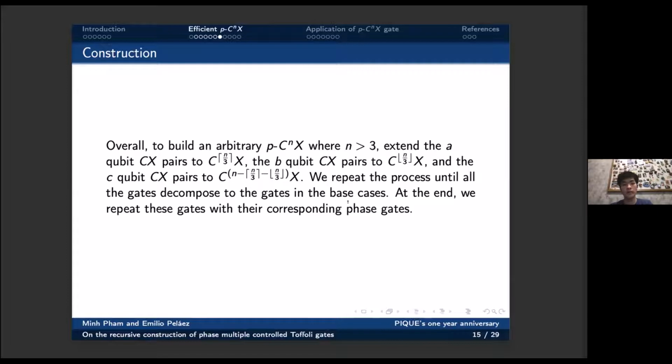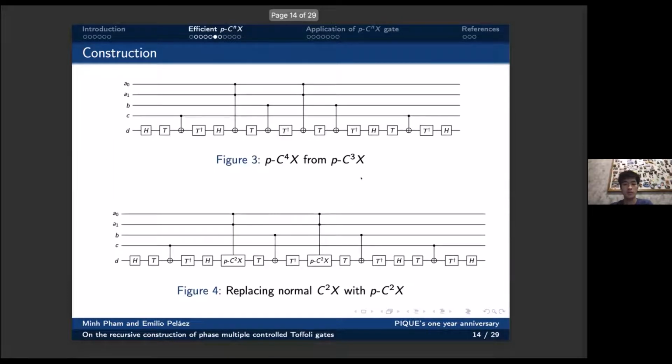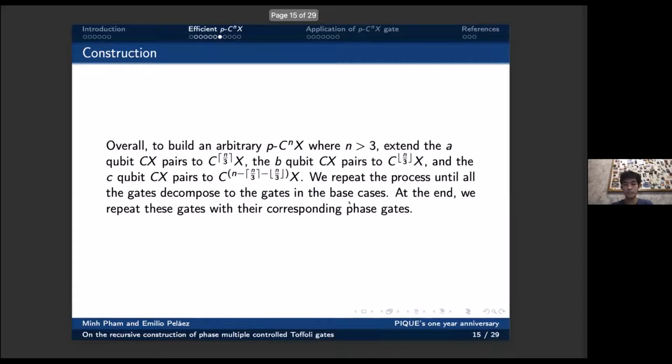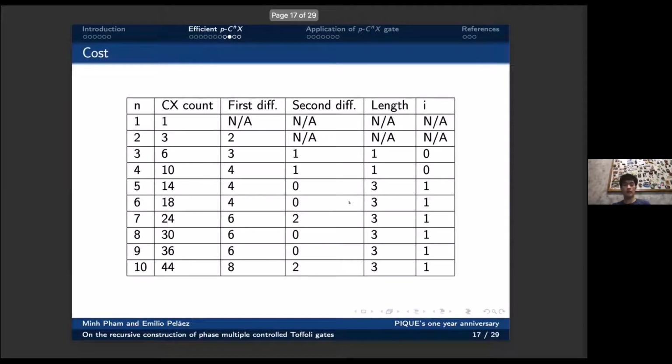And we repeat that process until we decompose all the gates up to that base case. So that's how we build the gates recursively. And when we talk about the cost here, we're considering the CX cost, right? So that's the two-qubit entangler gate cost.